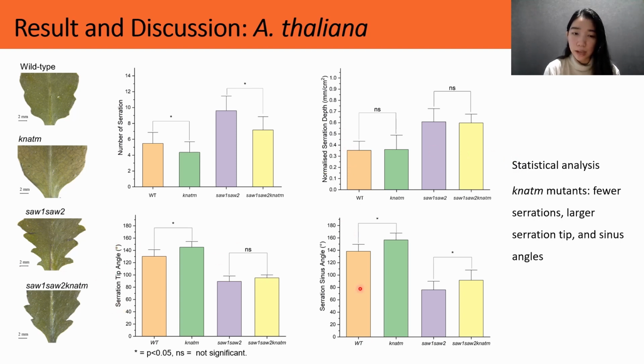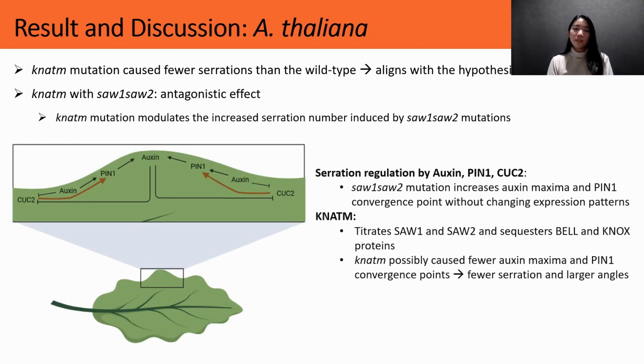Now for the serration tip angle and serration sinus angle, the NATM mutation caused larger angles, and it all shows significant difference except for the so-and-so-2 and so-and-so-2 NATM for serration tip angle. So overall, NATM mutation caused fewer serrations, larger serration tip angle, and larger serration sinus angle. So, NATM mutation caused fewer serrations than wild type, which aligns with the hypothesis. And as we know from the introduction, NATM and so-and-so-2 have an opposite or antagonistic effect. And the result also indicates that NATM mutation modulates the improved serration caused by the so-and-so-2 mutation.